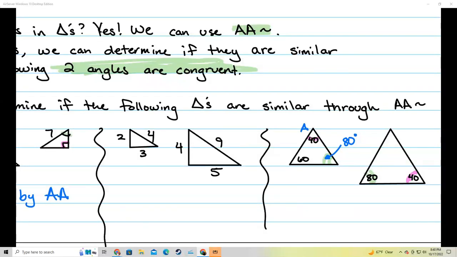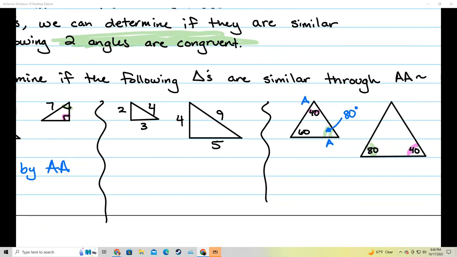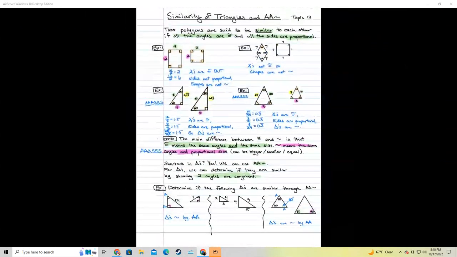So I actually do have this other angle, and since I have two angles, that's enough to say triangles are similar by AA similarity. And that's all the notes we have for today. We will finish up the rest of the notes on the next page.